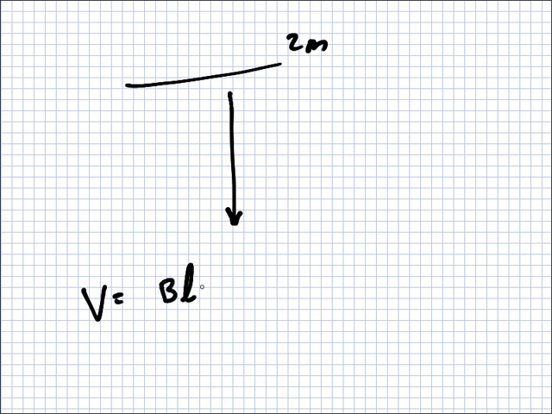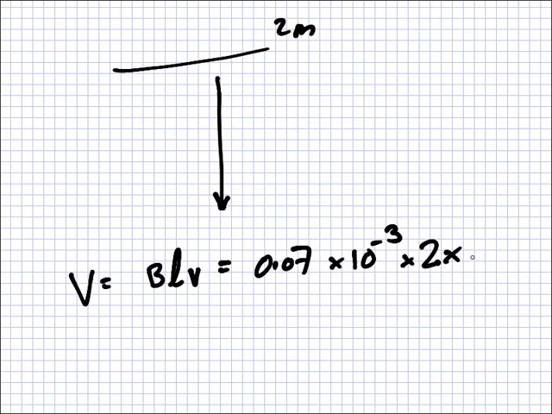Number 3 is you have a pipe which is 2 meters long and you drop it 100 meters. What is the induced EMF? So again, this is BLV. That's 0.07 times 10 to the minus 3 times 2 times the speed. Now the problem is the speed is not constant. So what we could do is use the average speed. The average speed would be distance, which is 100, divided by time. So we need to work out what the time is.